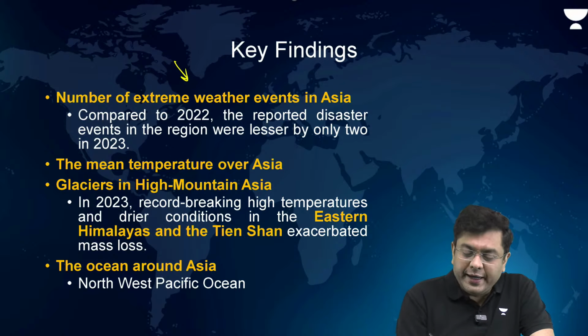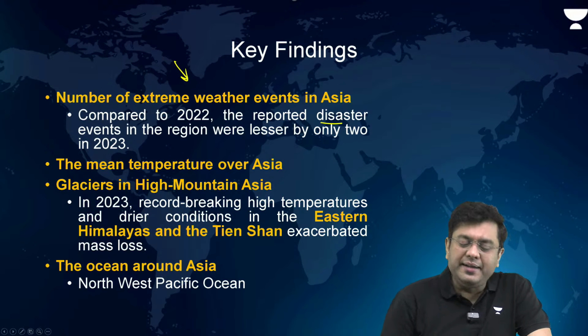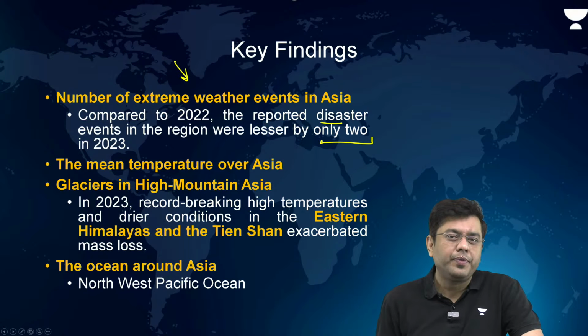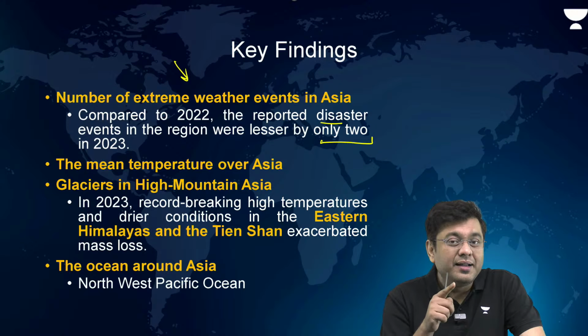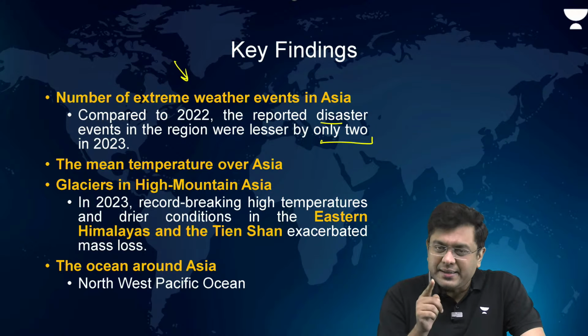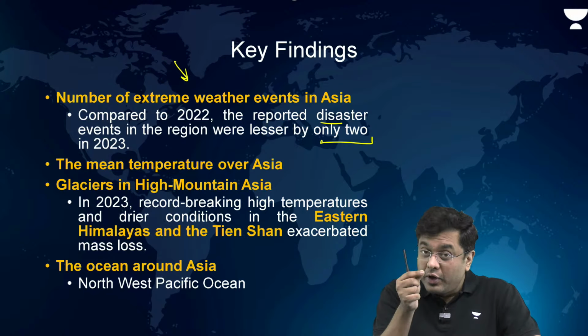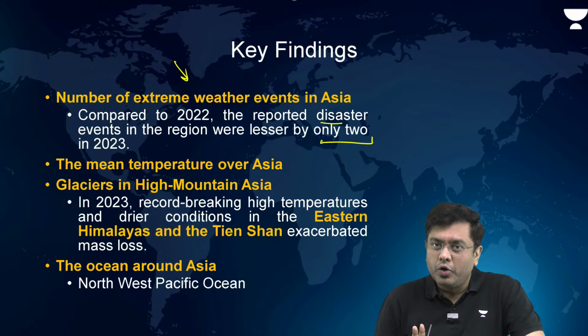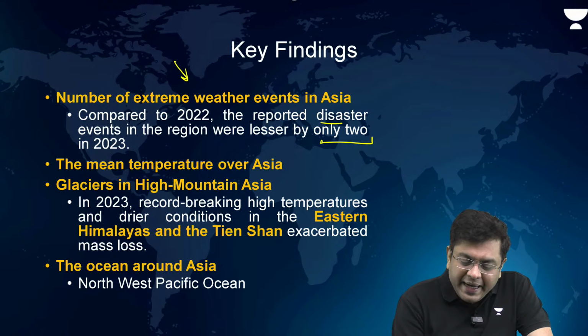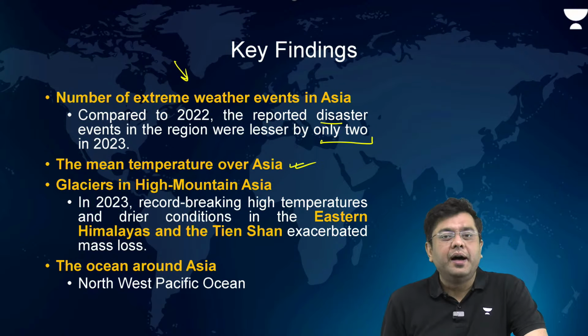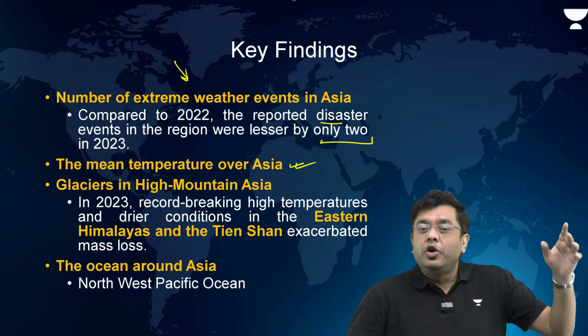So compared to 2022, the reported disaster events in the region were lesser by only 2. Nonetheless, they were lesser, right? So compared to 2022, the climate-induced disasters were less by 2. Okay? Then the mean temperature over Asia has been extraordinarily high.